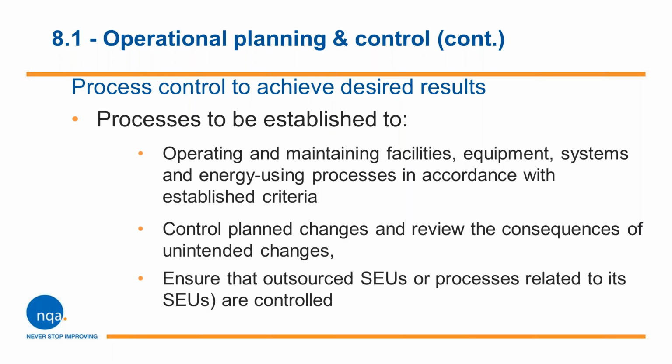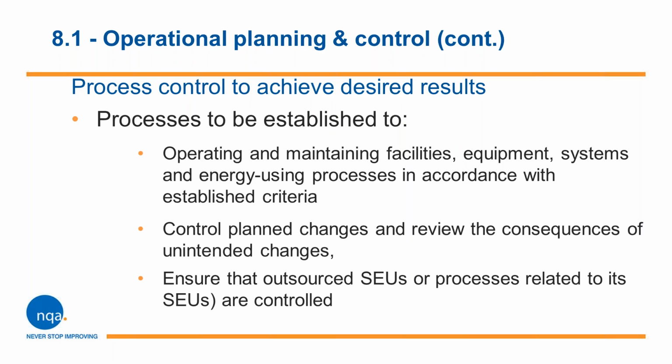So we need to ensure we've got processes established for operating and maintaining our facilities, our equipment, any systems, and our energy using processes. We need to make sure that we control any planned changes. So anything that we're going to change to our processes, anything we're going to change to the systems, we retain control and we understand what we're changing. And also we have an understanding of the consequences of unintended changes. If things change that we weren't expecting, what's that going to mean for us? And also to ensure that any outsourced significant energy uses or processes are controlled.